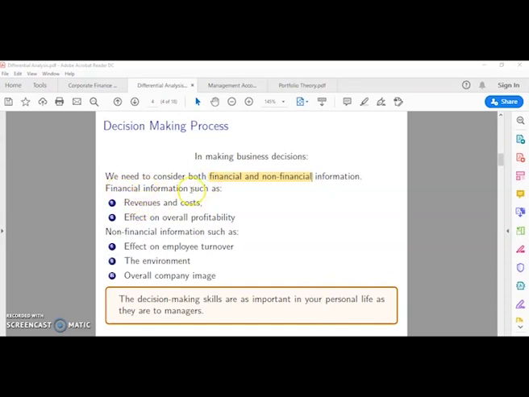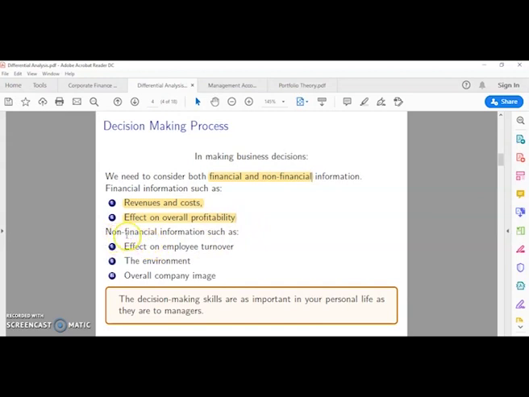What kind of financial information do we have? For example, the revenue and cost are financial information. The effect on overall profitability is financial information. If you want to make a decision for your pricing, let's say you want to go for a specific price, it will absolutely affect your profitability. So this is a type of financial information.